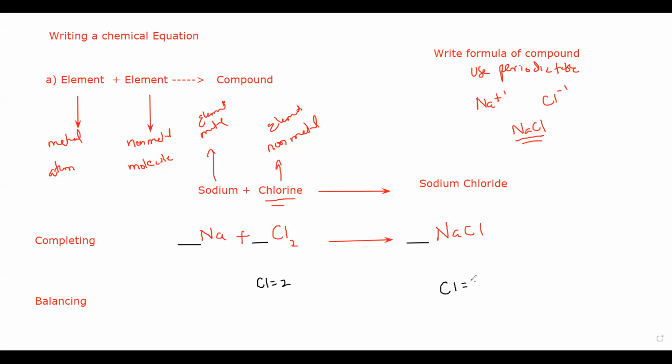That is 1. So we want to make the same number of chlorine. So if we want to make the same number, we can only write the number before the element or compound. So we write 2 here. So when we write 2, chlorine is balanced.